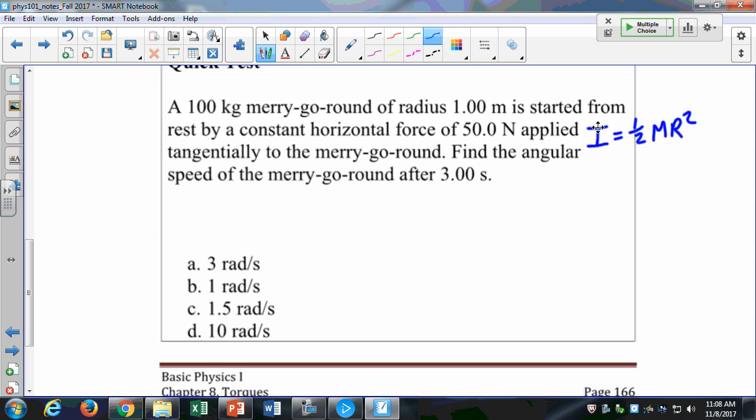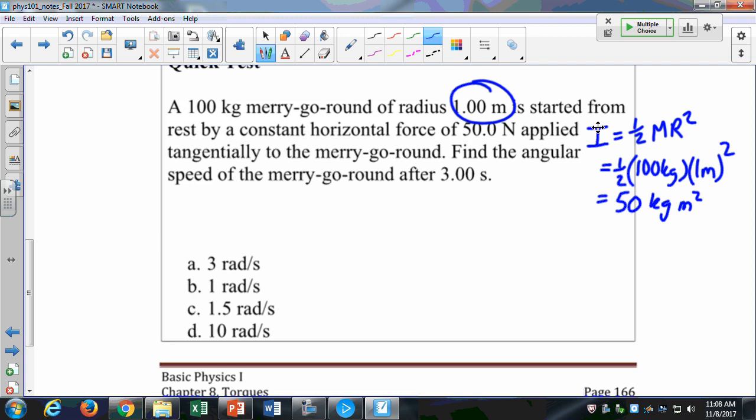Okay? So remember, if we have a spinning disk, that's just a cylinder that rotates about that axis that goes down through the middle. Half of the mass, that's 100 kilograms, times the radius, which is 1 meter, squared. And so the moment of inertia is 50 kilogram meter squared.